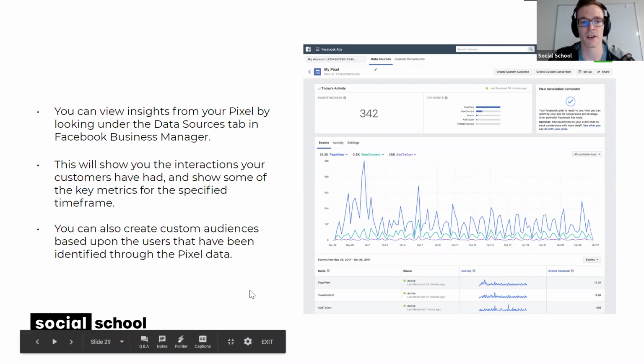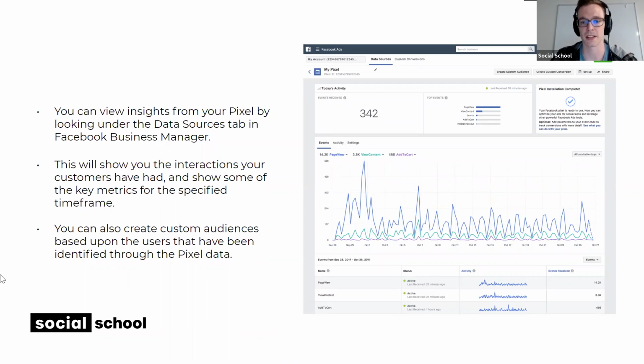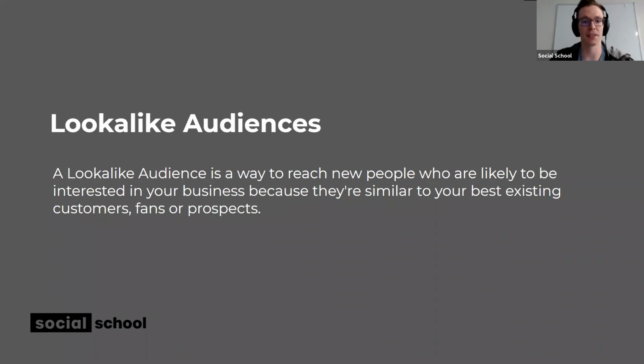We can also create custom audiences based on these, and we can use the pixel data to drive these custom audiences for us. If we see that we have a lot of add to carts, for instance, but not a lot of purchases, maybe we want to create a custom audience specific to add to carts, and we can remarket to try and get these people to start purchasing, and hopefully we can get that purchase number up a bit more. So, lookalike audiences. Lookalike audiences are a really good way to reach new people who are likely interested in our business, because they're similar to our best existing audiences, customers or fans, for instance. We really want to just make sure that they're aware of who we are.